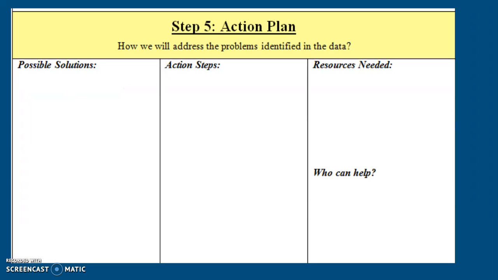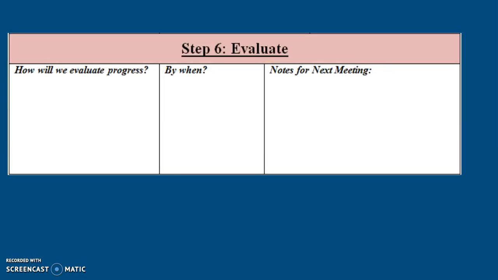Step 5 is where you actually make an action plan. How will you address the problems that you identified in the data in step 4? Here on the left, you list possible solutions. Once you decide on a solution or more that you are going to take, then in the middle, you list action steps to reach that goal. And then on the right, you list resources that you might need and also who can help. You can identify support staff, specialists. If you need to go to the administration for anything, that would be listed in that area.